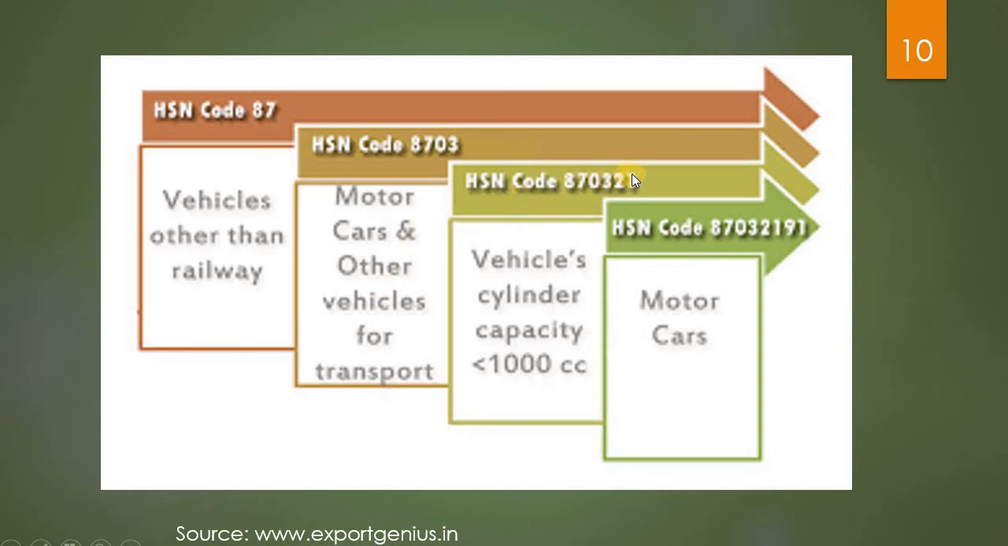Then HSN code 21 is based on cubic capacity, more than 1000 cubic capacity. So the vehicle cylinder capacity is more than 1000. That is the product number 21. Then it describes the product, that is motor cars. 91 is under this. There are so many items, and the 91 item is motor car. So this is how HSN code is described.